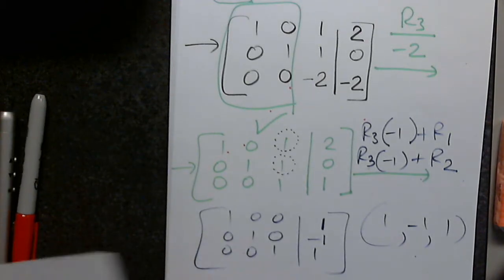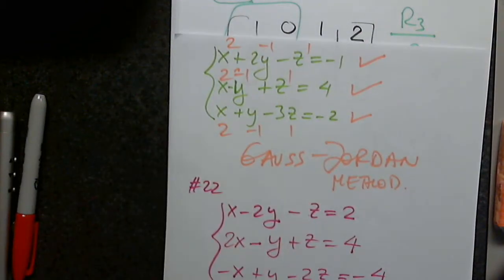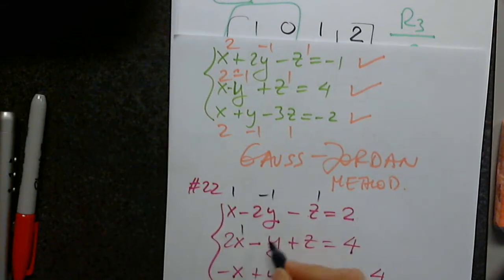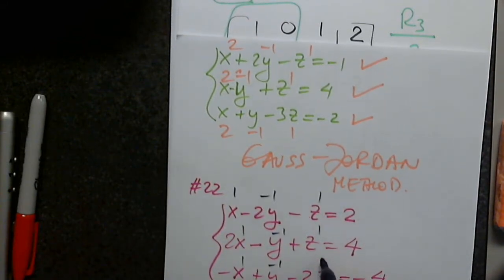Okay, so where is our system? Here it is. So 1, negative 1, 1.